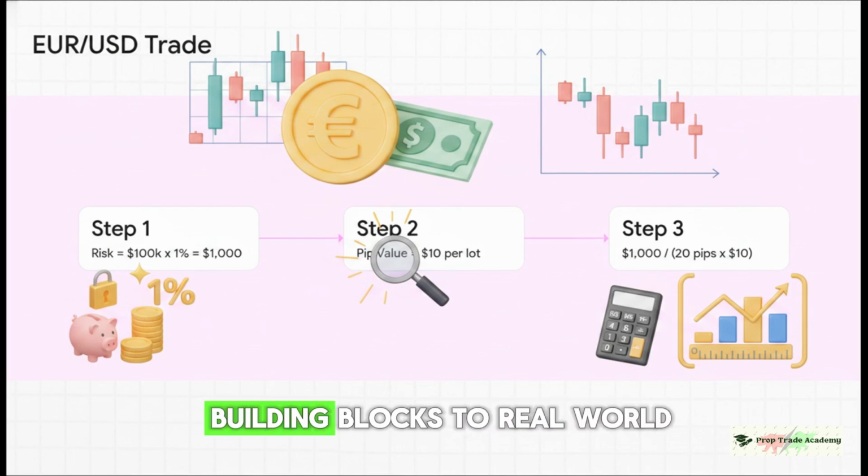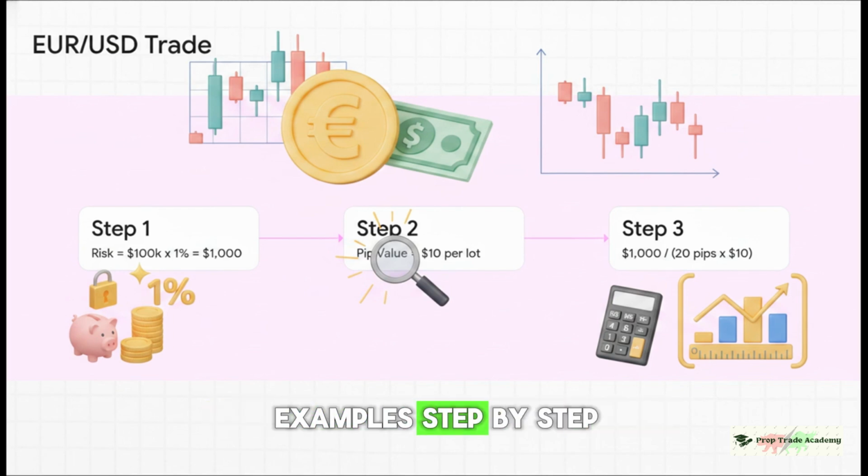We're going to apply these building blocks to real-world examples step by step. Let's look at a EUR/USD long trade. Step 1, we've got a $100,000 account and we're using our standard 1% risk. That gives us a risk amount of $1,000. Step 2, our pip value for EUR/USD is $10 per lot. Step 3, we check our chart and see that the market structure requires a 20 pip stop loss.